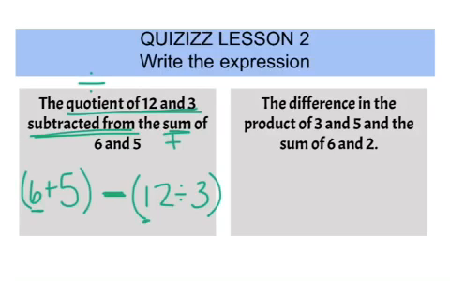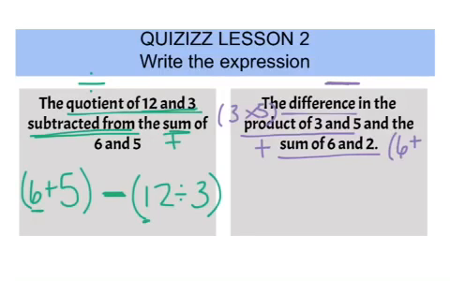Okay? The next one is the difference, so we're subtracting, in the product of 3 and 5, so we're going to be multiplying, and the sum of 6 and 2. Ooh, that's a lot. Okay, so difference means I'm going to subtract them. The difference in the product of 3 and 5. So here we're going to do 3 times 5 to find the product. And the sum of 6 and 2. So I have to find the difference in those two, the difference in my product and the sum.